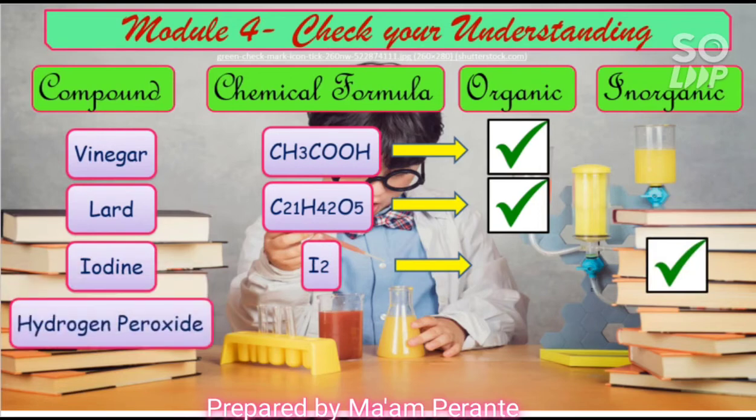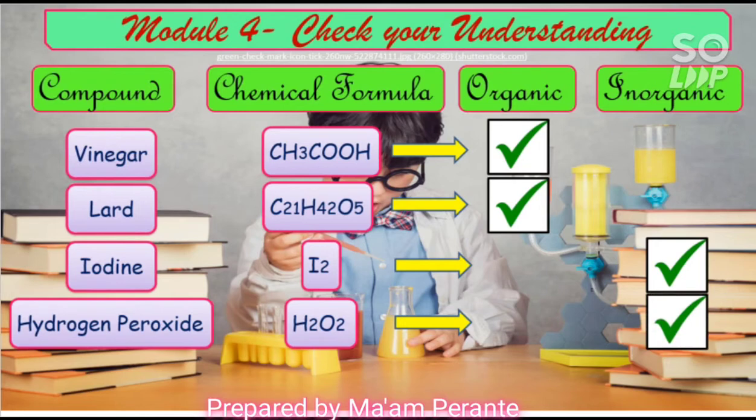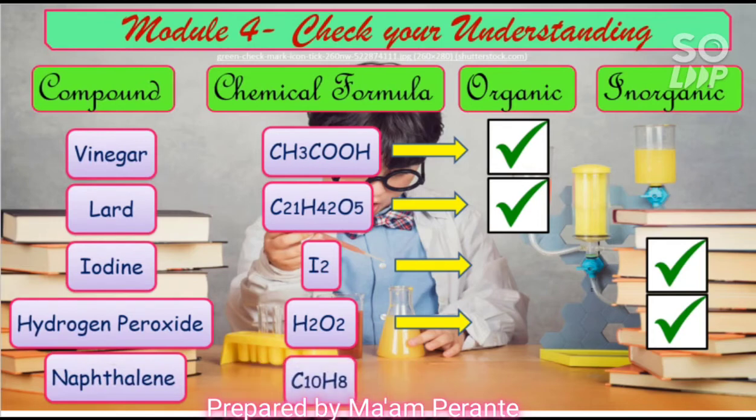Hydrogen peroxide. The formula is H2O2. Can you find a carbon here? No. So we have to label it as inorganic. And the last one is naphthalene. That is C10H8. You can see here the element carbon in its formula, meaning to say naphthalene is an example of an organic compound. That's how easy you are going to answer. So you have to look first for the formula so that you can determine if it is organic or inorganic.